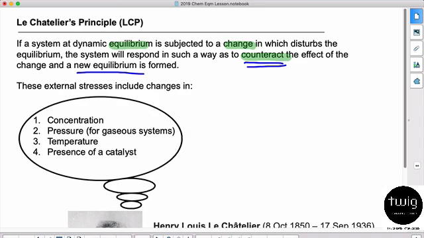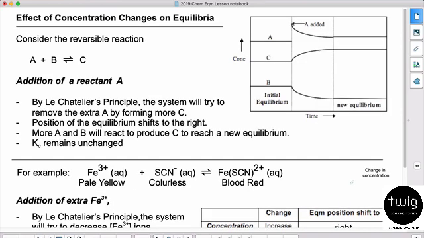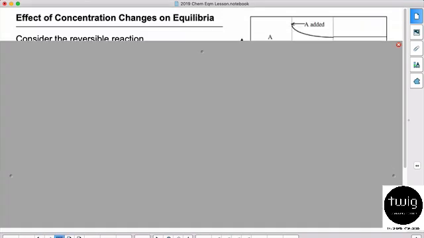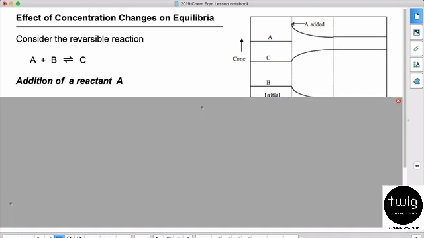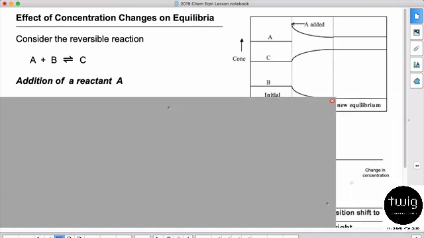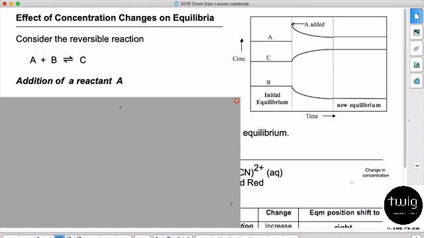We're going to do one by one. So start with concentration. Okay, let's start with concentration. So this is the idea. You have A plus B to give you C. Okay, A plus B will give you C.